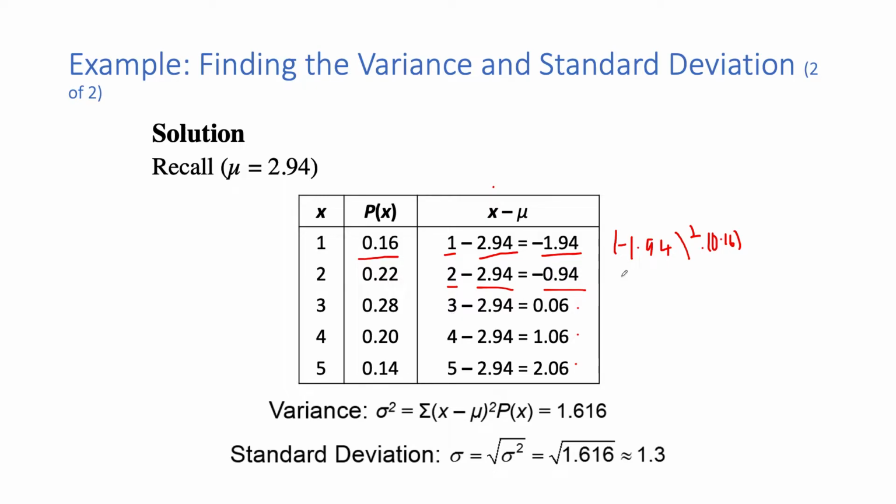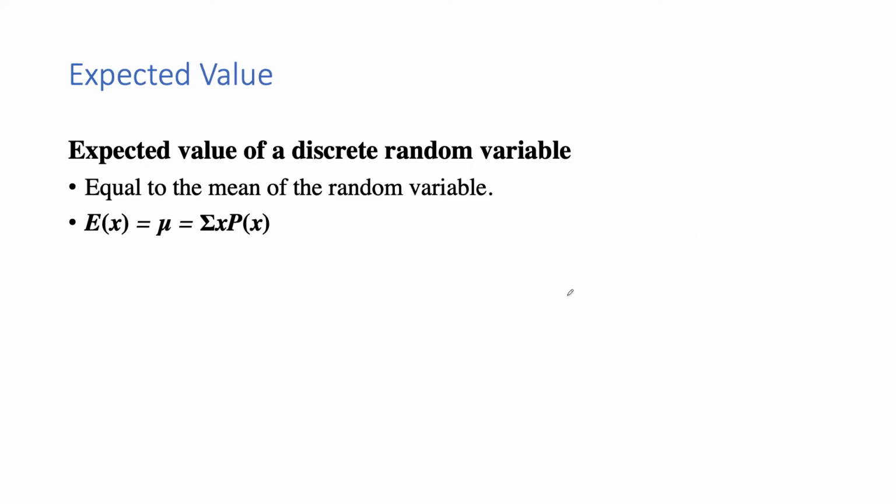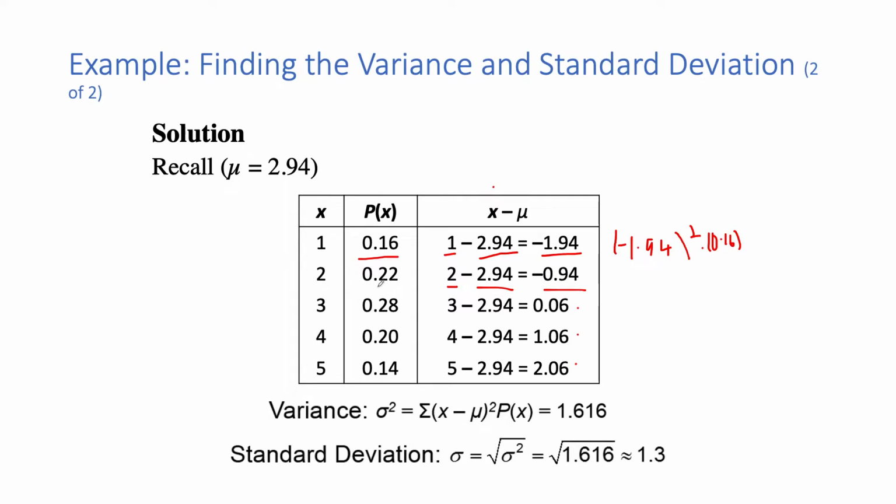So I take negative 0.94, square it, multiply that by 0.22, and then I would take this value, square it, multiply it by 0.28, then this value, square it, multiply it by 0.20, and then once I have that column, I would add that entire column up. That's what the sum here is, and that tells me the variance of this particular probability distribution. Okay, so if I take the square root of the variance, I get the standard deviation. All of this is basically the usual story that we have.